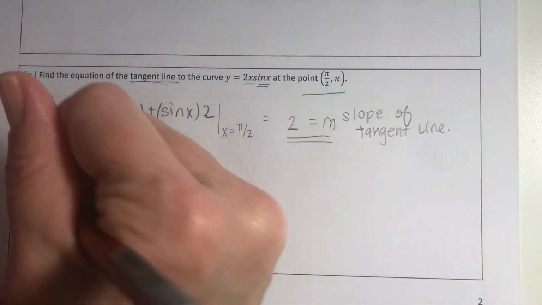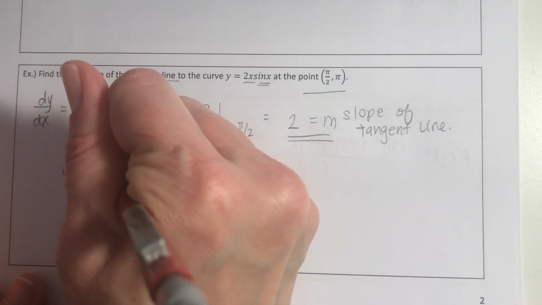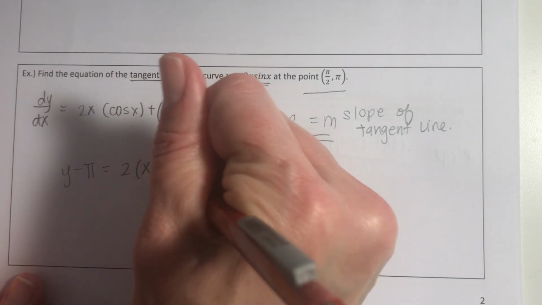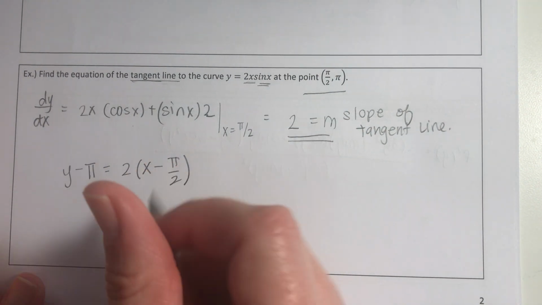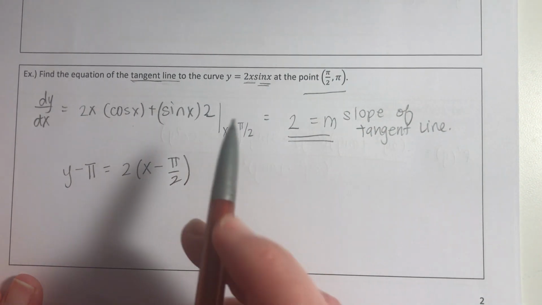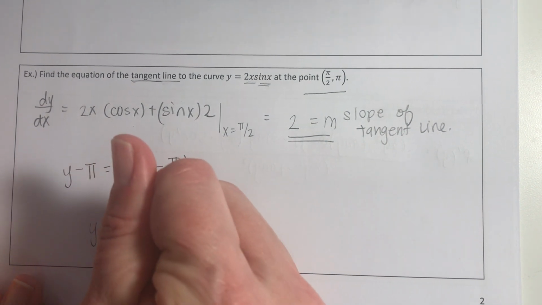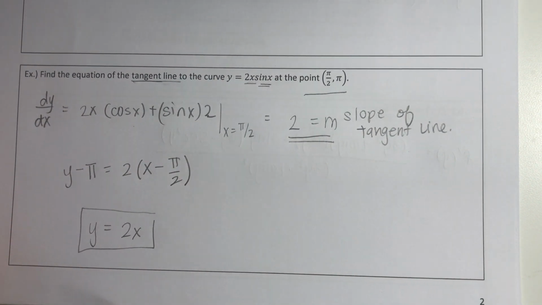So y minus y1 equals m, which we have as 2, times x minus pi over 2. And then going ahead and again cleaning this up, it does not say which form this has to be in, but a lot of times they want them in slope-intercept form. And rewriting it in slope-intercept form, we get y equals 2x.